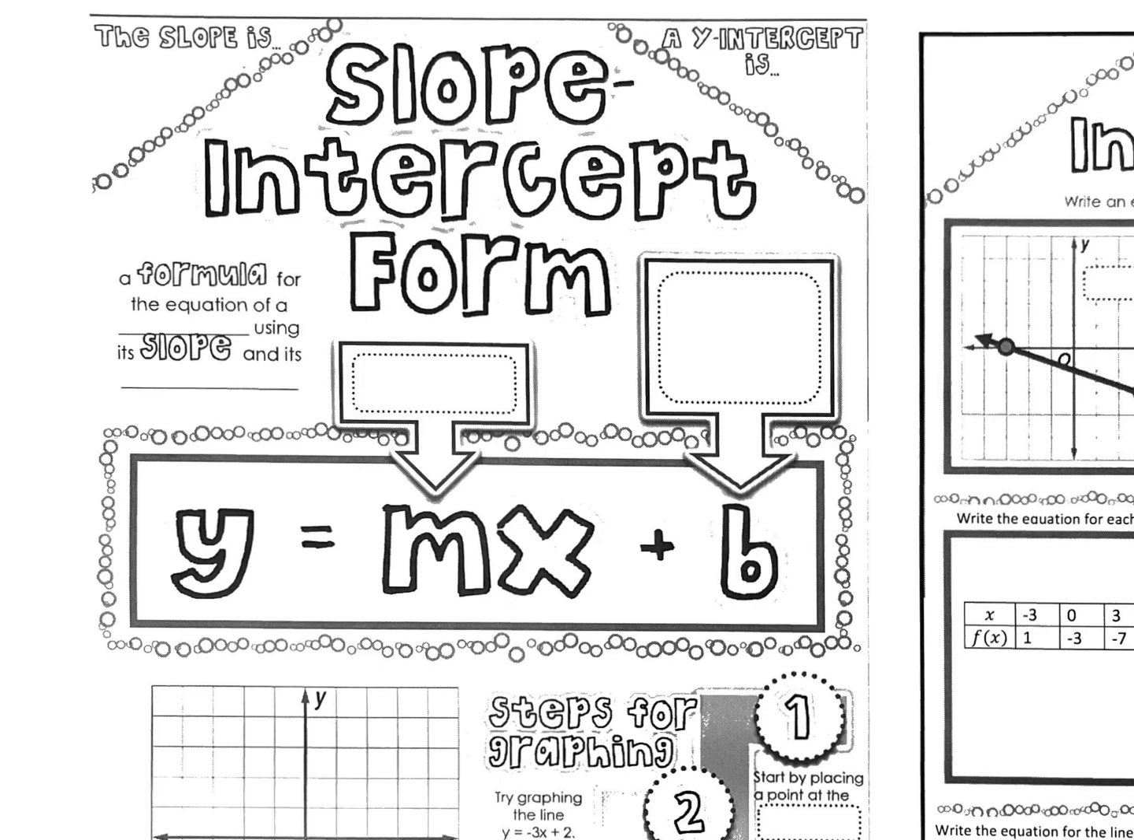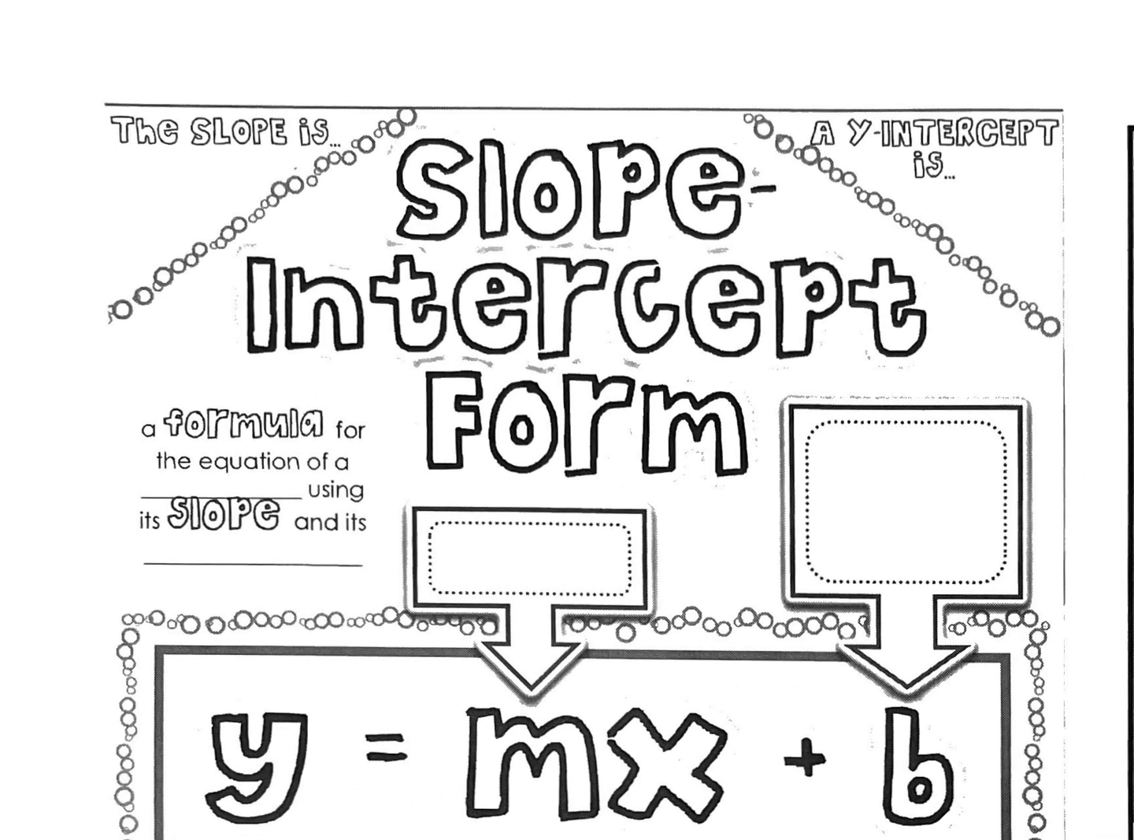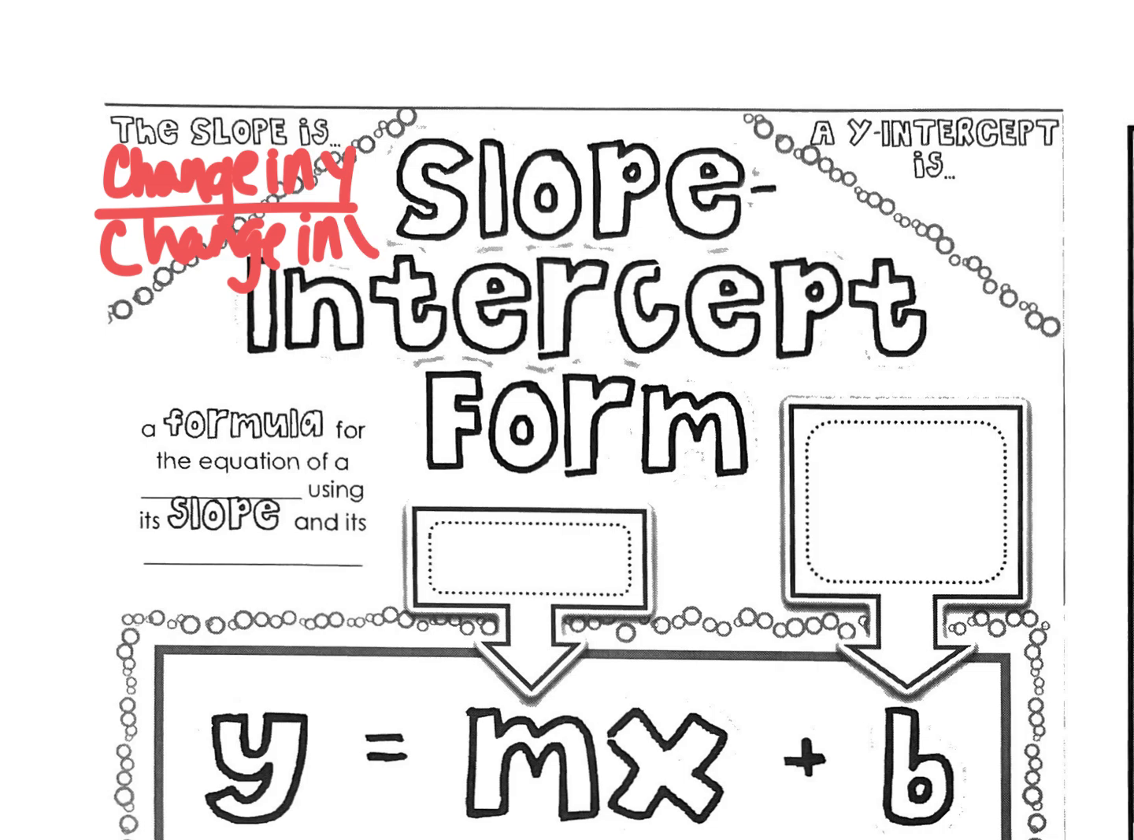Today we're going to review slope-intercept form. Hopefully this is something that you remember from 8th grade. Slope is the change in y over the change in x. And the y-intercept is where the graph crosses the x-axis. I'm sorry, the y-axis, thus the y-intercept.